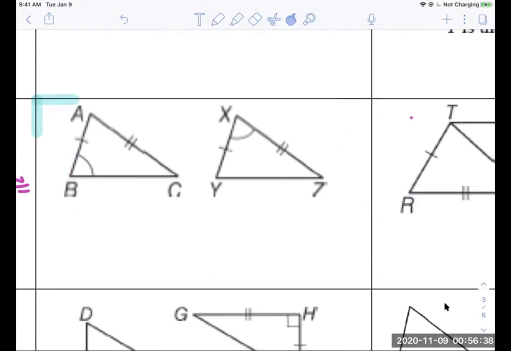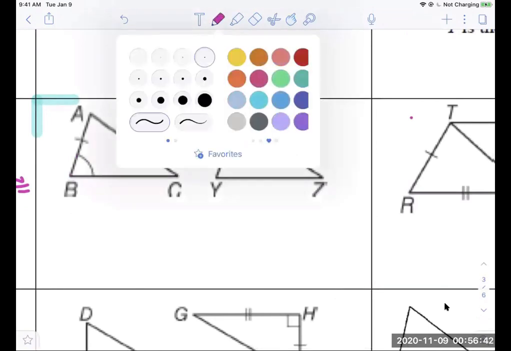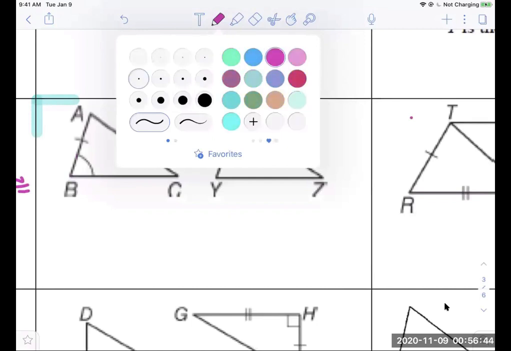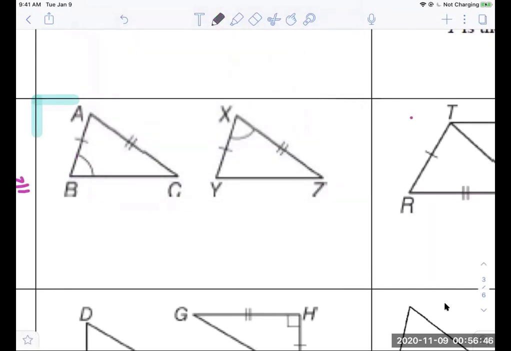That means it's angle, angle, side congruence. Let's move to the right and look at this one. My C and Z got a little bit cut off there, so let me fix that. So that's triangle ABC, that's triangle XYZ.